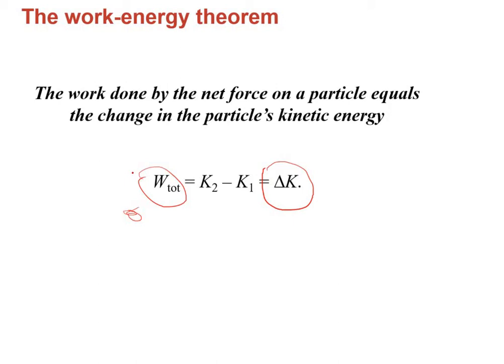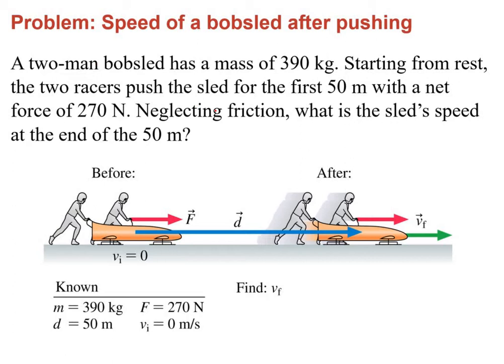You have multiple forces acting on an object, you find their total work, and then just set that equal to the change in kinetic energy. Now let's look at an example that demonstrates the work kinetic energy theorem. You have two people pushing on a bobsled. It starts from rest, and they move it a distance of 50 meters, and the net force they're applying throughout the motion is 270 newtons. We're going to neglect friction. What is the sled's speed at the end of 50 meters?